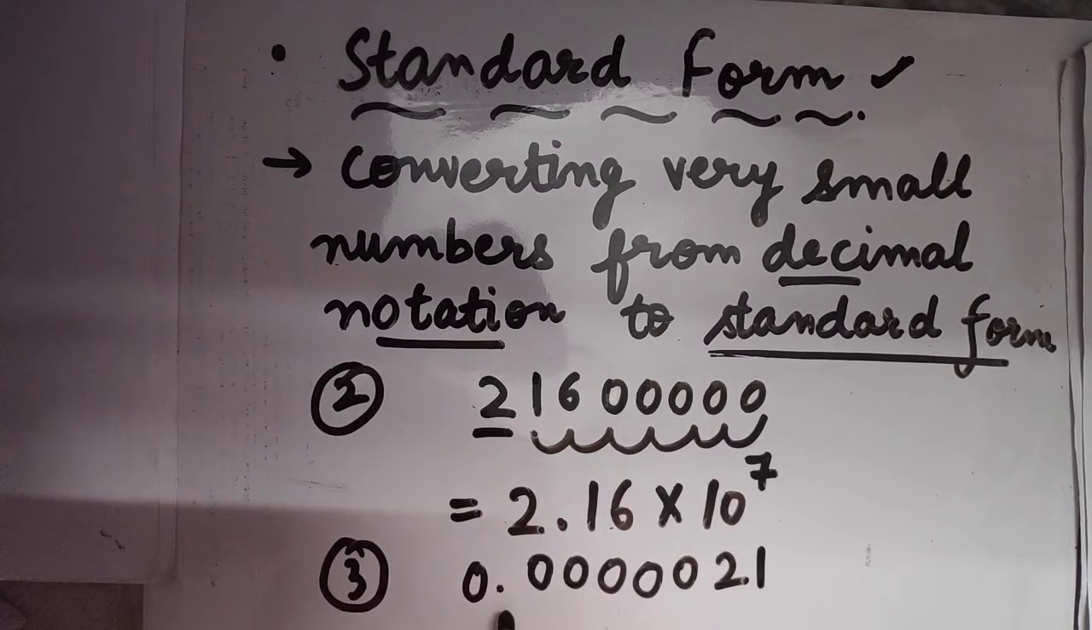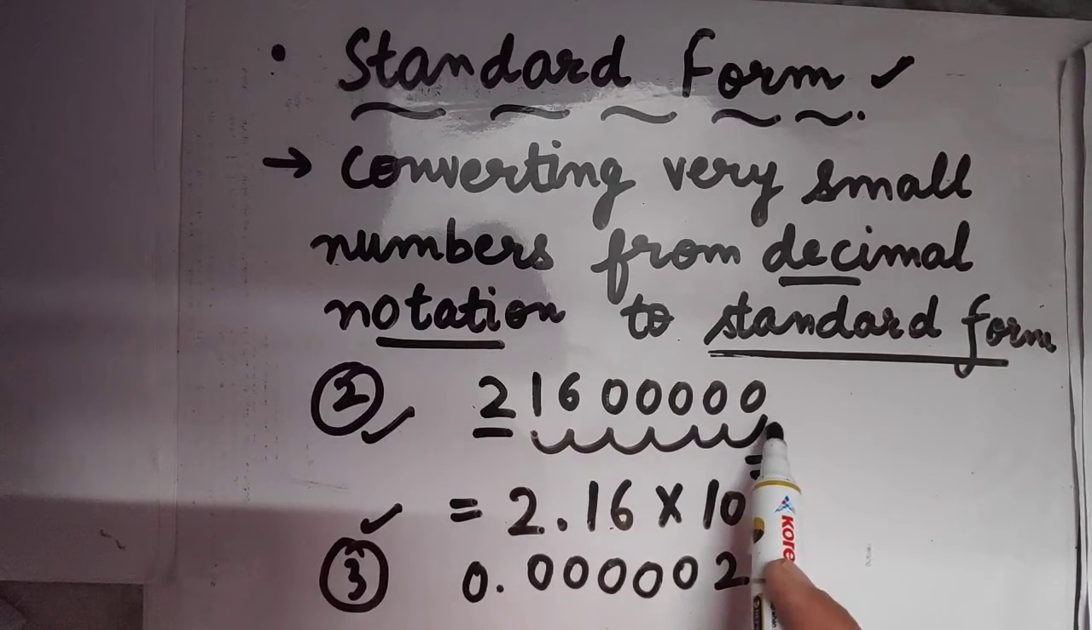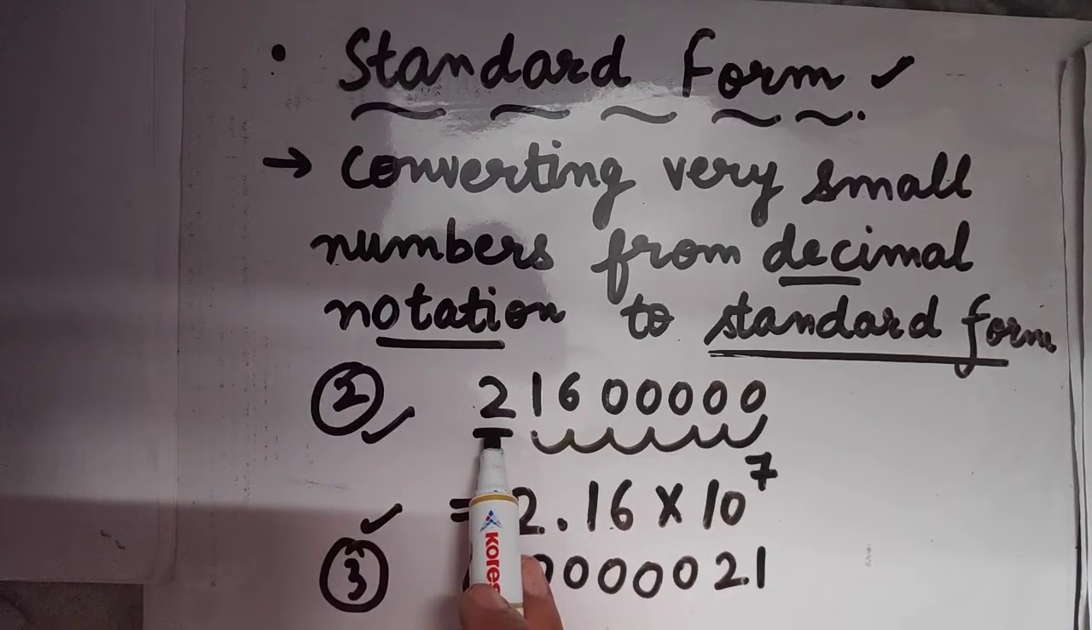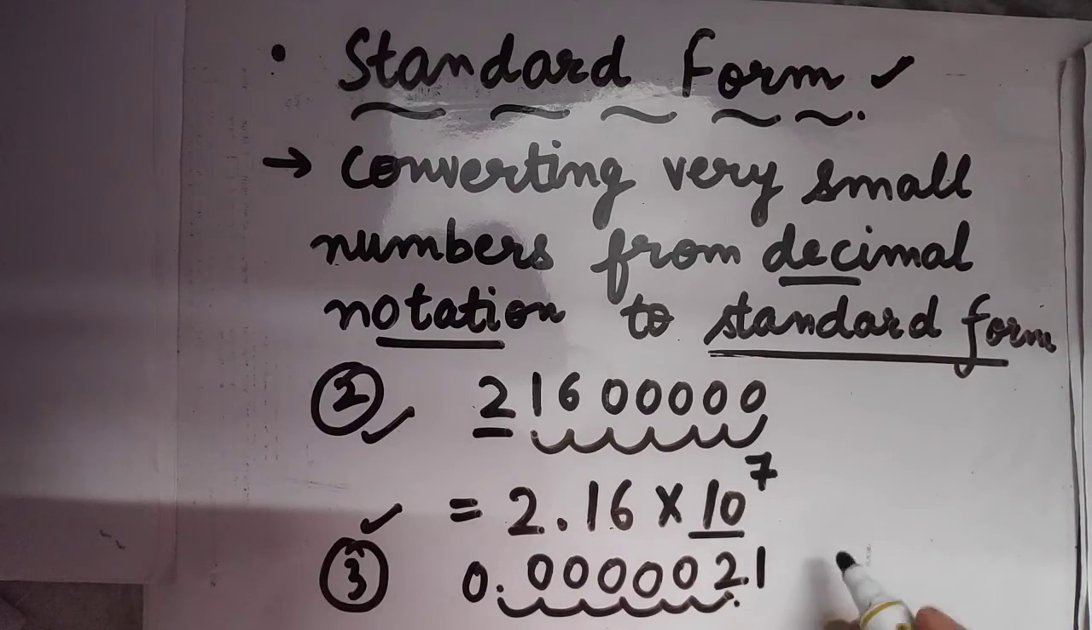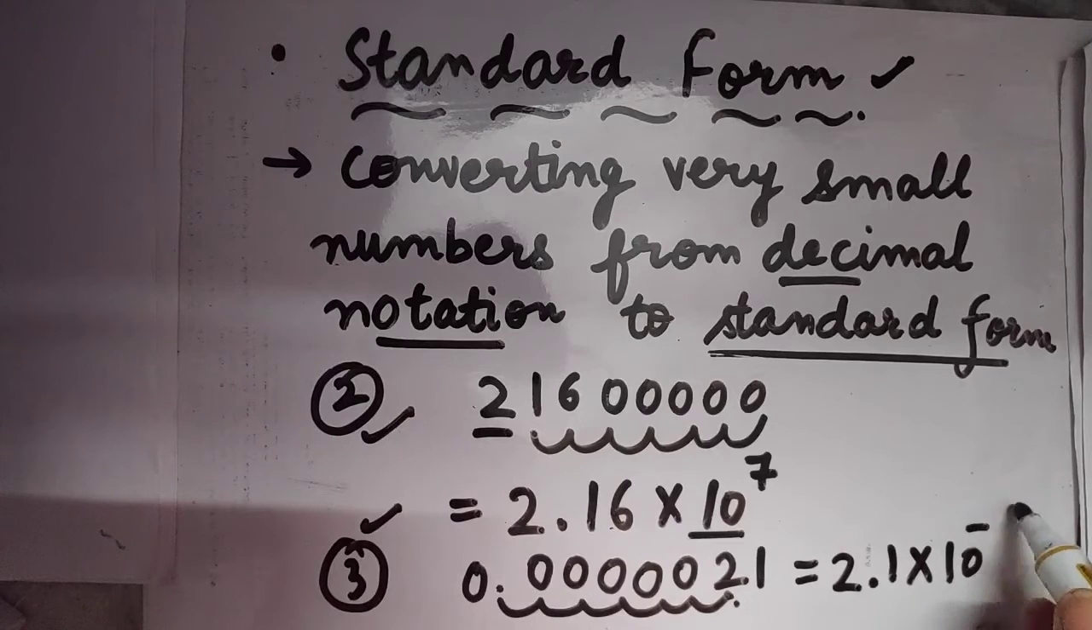In this case, look at these two examples carefully now. In example number 2, you are moving the decimal from right to left till you get the last digit, and you are supposed to write the positive exponent of 10. Now in this case, the decimal is here and you are supposed to move this decimal from left to right. Like this I will keep on moving till I get the first digit. So it will be equal to 2.1 into 10 raised to the power minus 6.